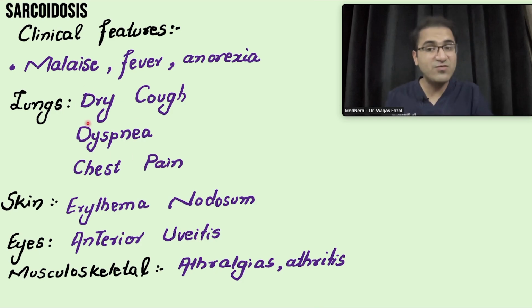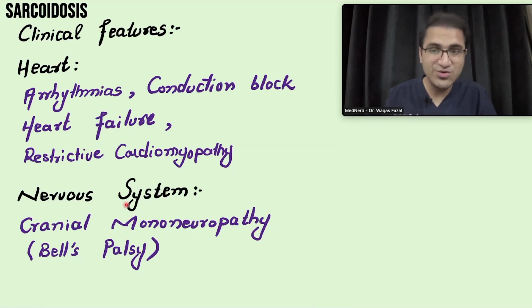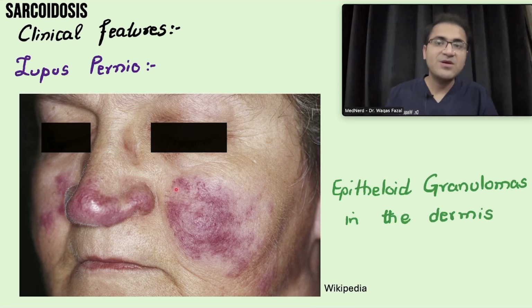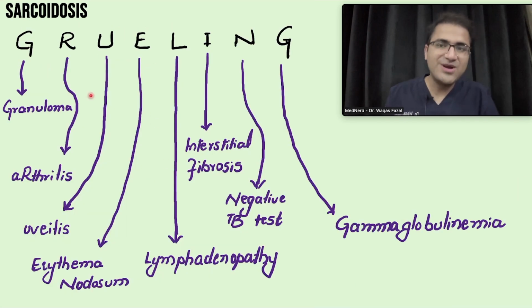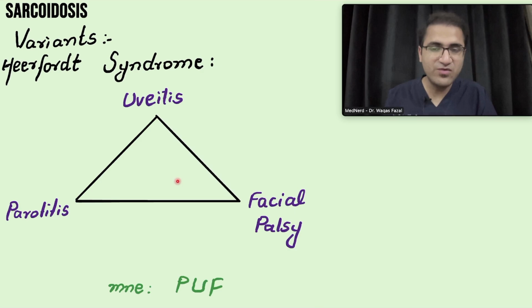Patient can have lung involvement in the majority of the cases. Skin, eyes and musculoskeletal system can also be involved. Erythema nodosum, anterior uveitis, heart involvement is most dangerous. Nervous system can present as facial nerve palsy. Lupus pernio is pathognomonic, GRUELING, a mnemonic for the symptoms and the clinical manifestations. The variants like Lofgren syndrome, Heerfordt syndrome.